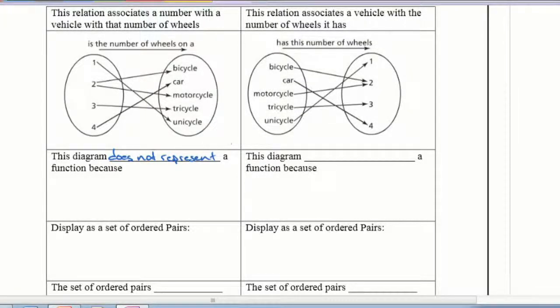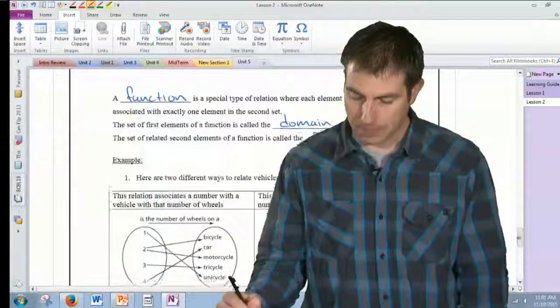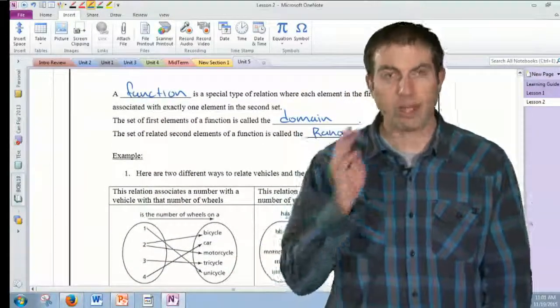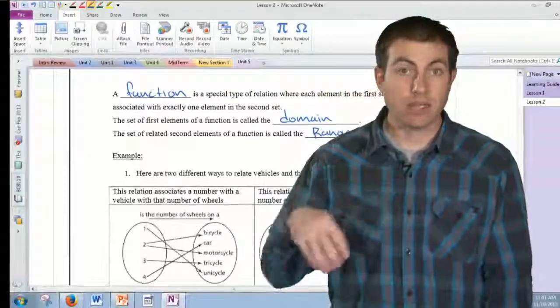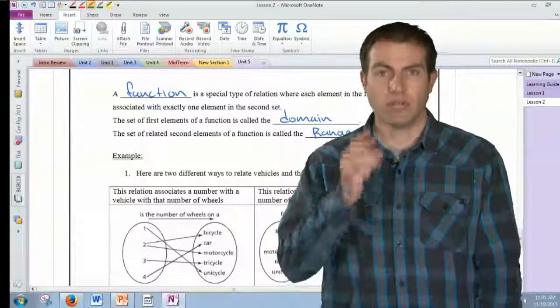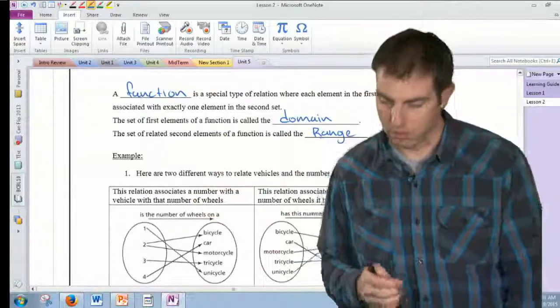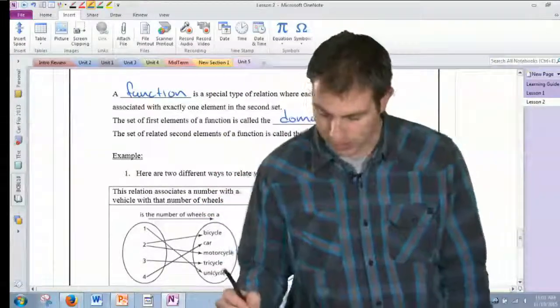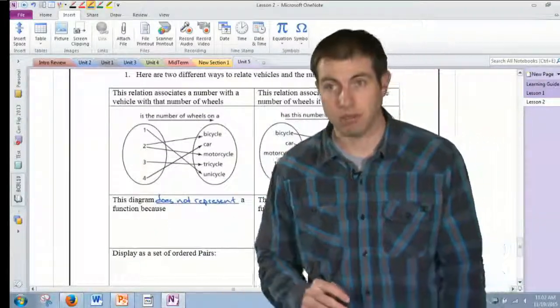So why is this not a function? We defined a function above as something where one item in the first set corresponds to exactly one item in the second set. So which one of the things in the sets is ruining our definition? Where are we running into a problem here? Which one of these items is giving us a relation instead of a function?